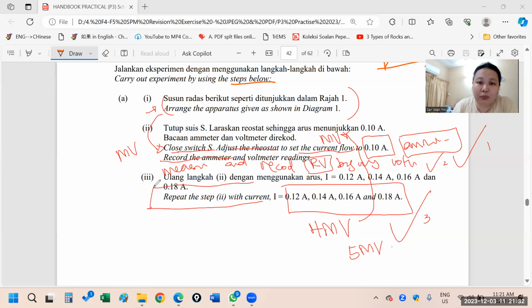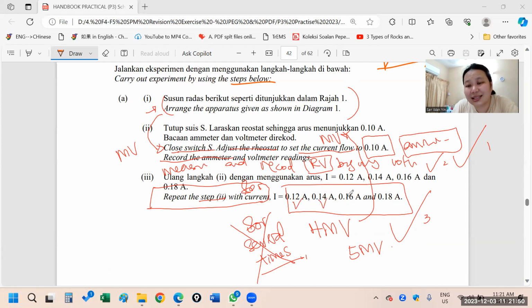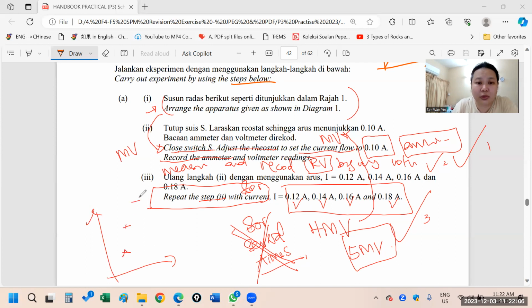If you just say repeat step 1 with step 2 for several times, sorry, no mark. You must tell properly what is the proper number you use. For a few times, no marks. So from here, you must have 5 manipulated variables. So you got 5 responding variables. This is how we plot the graph.